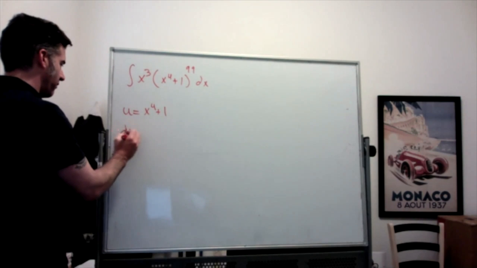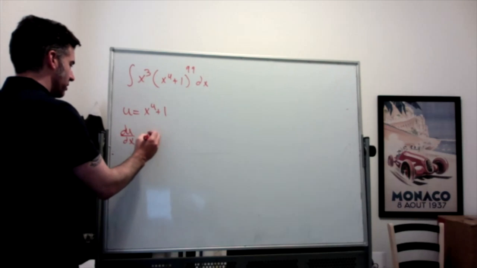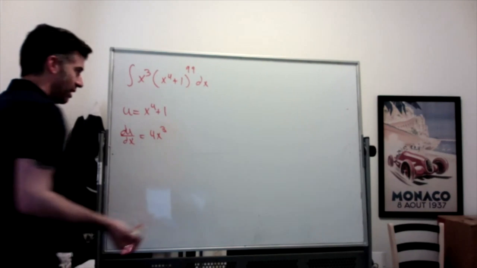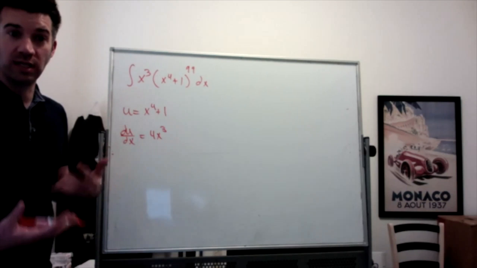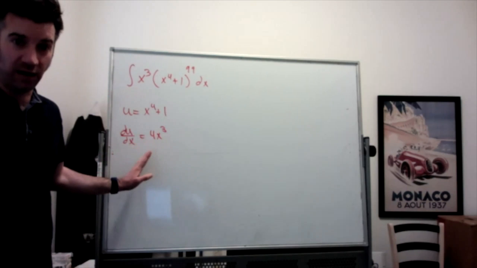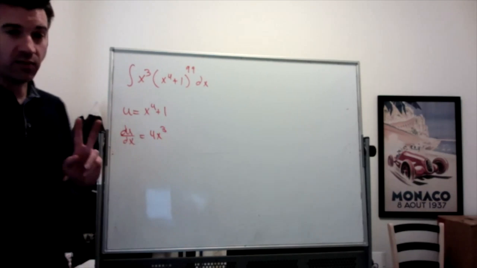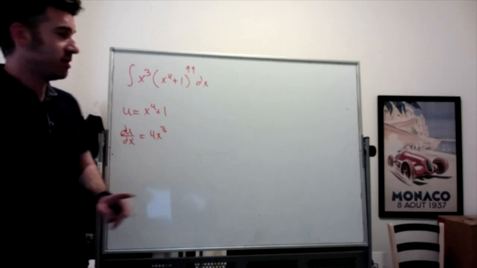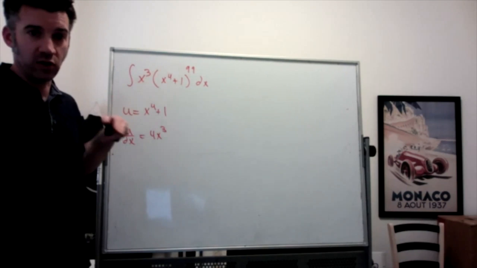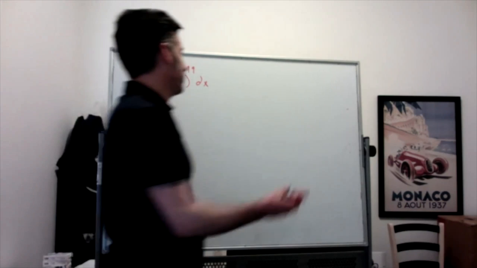The derivative of u with respect to x is 4x cubed, and I have an x cubed, which is close enough. We can adjust for any constant multiples. The second reason why that's a good choice for you is because it's stuck inside some other function, right?